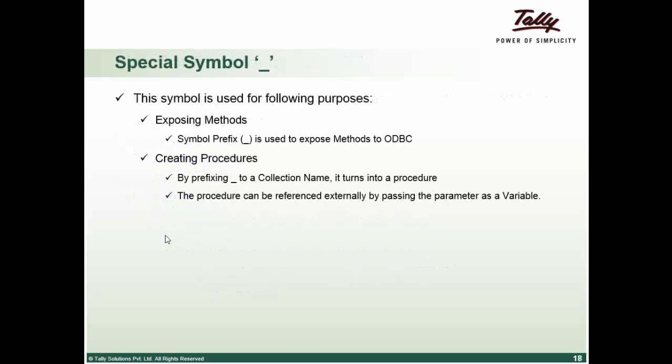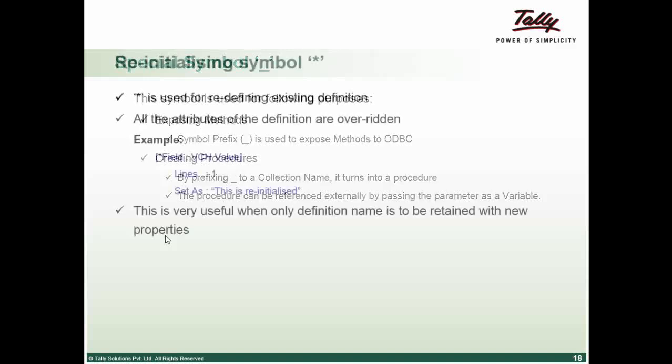Then we have the special symbol underscore. The symbol underscore is used to expose methods to ODBC. Whatever method you want to see in ODBC can be prefixed with an underscore. By prefixing the underscore to a collection name, it turns into a procedure which can be referred externally by passing the parameter as a variable. So an external application can also read the collection if it is prefixed by an underscore.